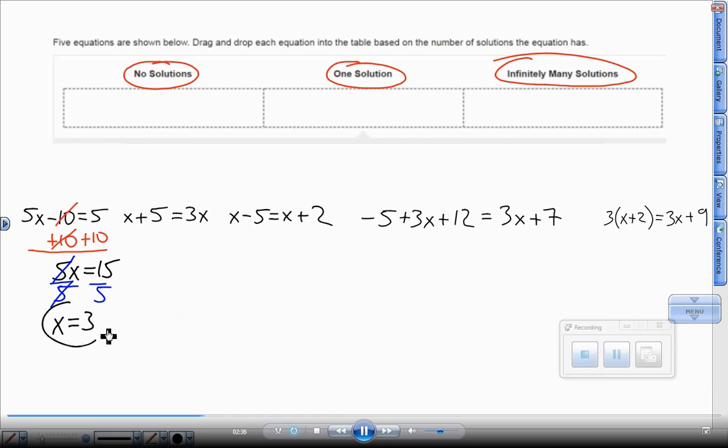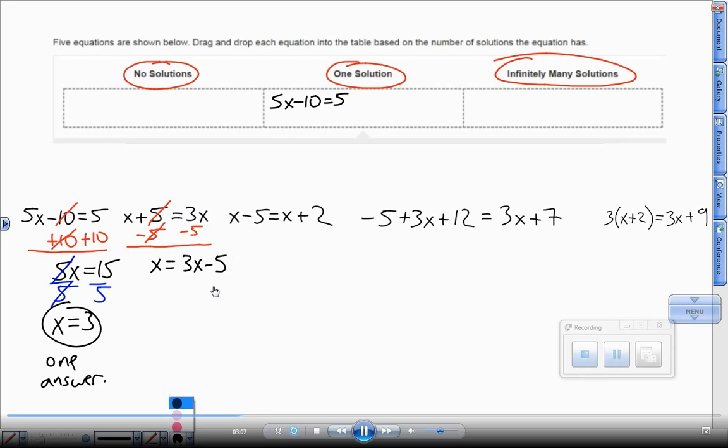X on this side equals 3. That's one solution. So they want you to take this equation and write it in this one solution box. It goes right there. That has one answer because I get this x on one side and equal to a number. Alright, next problem. Start on the left. Get rid of the plain number on the left. There's no number over here, so 0 minus 5 just gives me negative 5. So I have 3x minus that 5. Stay on this side. Get rid of that 3x, minus 3x, minus 3x. And that will give me negative 2x equal to negative 5.